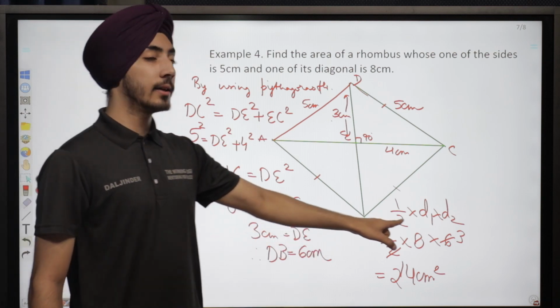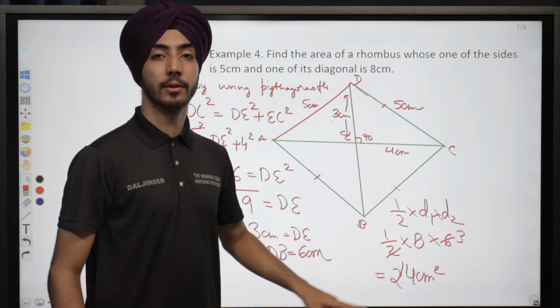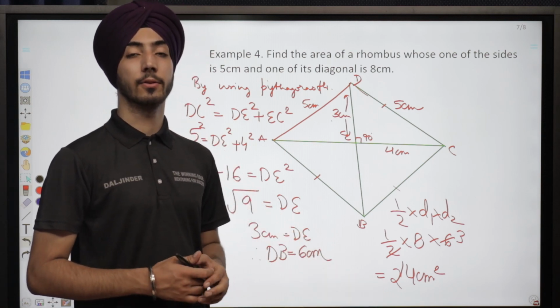Then हमने area निकालने के लिए क्या करा? We did it half into product of diagonals, and this is the value 24 centimeter square as your answer. Yes. Now let's look on to the next question.